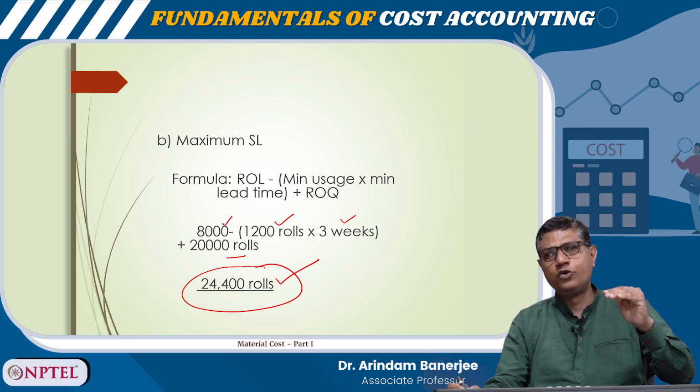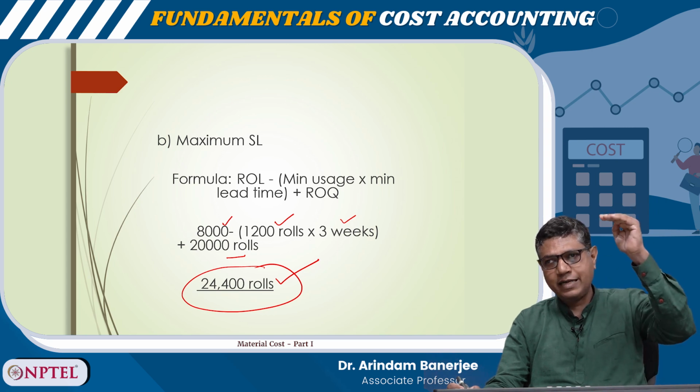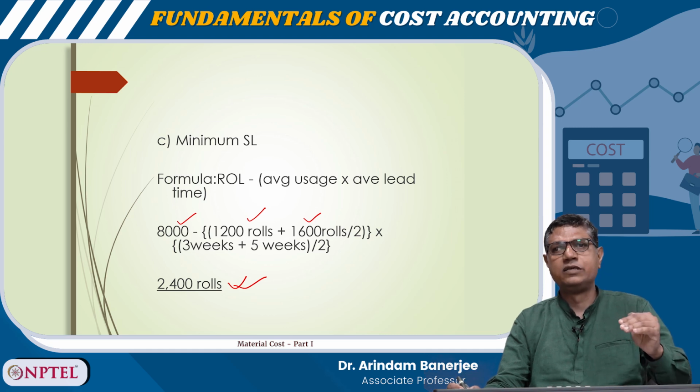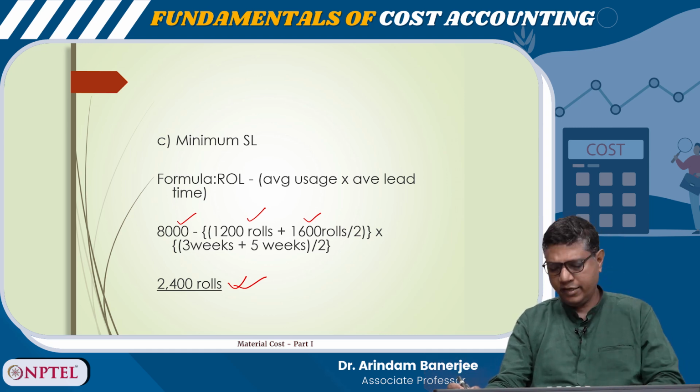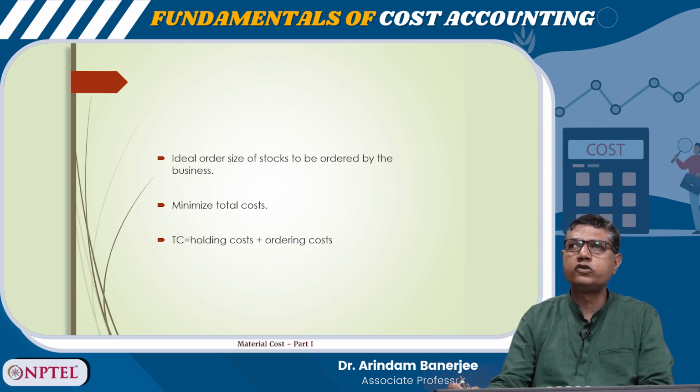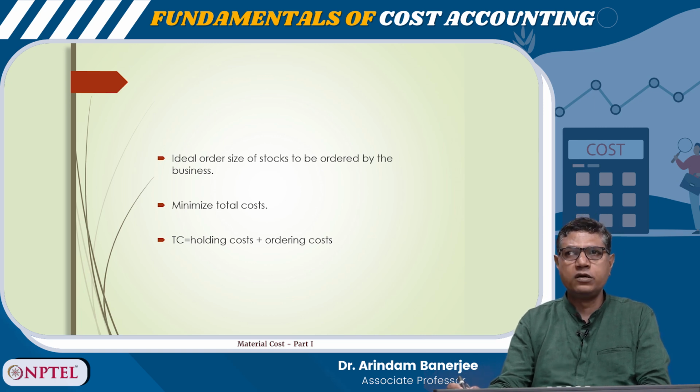So in a store, it should fluctuate between 24,400 on the higher side to 2,400 on the lower side. So this is the range. So the ideal order size of stock to be ordered by the business should minimize total cost, and total cost will be holding cost plus ordering cost.